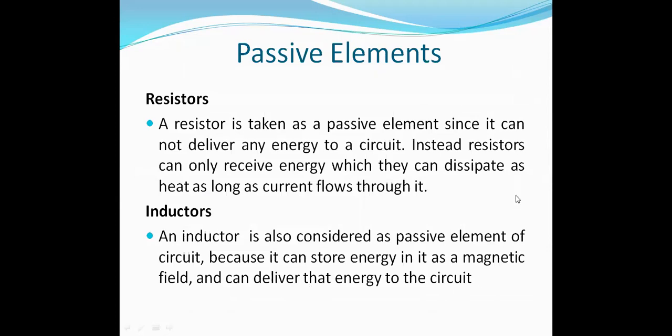So what the resistor will do is that it can only receive the energy, which it dissipates as heat as long as current flows through it. That is the major property of the resistor. An inductor can store the energy in the form of a magnetic field, and it can deliver that energy to the circuit for further circuit operation. After storing the energy, it can discharge to the next circuit which is connected to it.